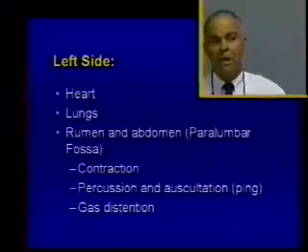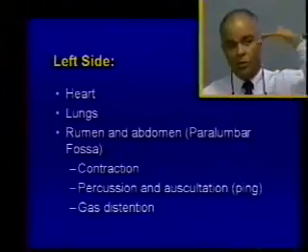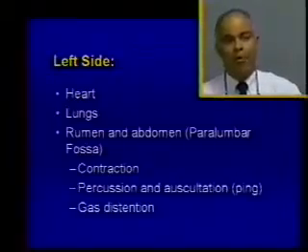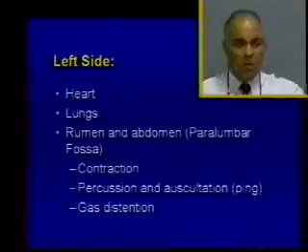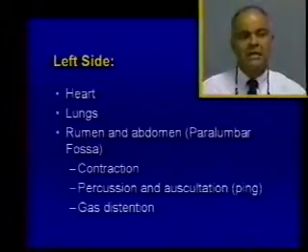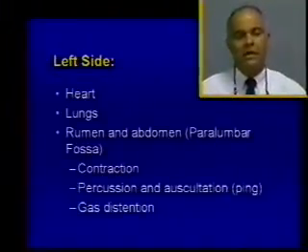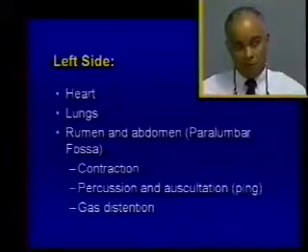Remember the paralumbar fossa, which on its dorsal border has the transverse process of the lumbar vertebrae. On the cranial border is the last rib, and then the caudal ventral border of the paralumbar fossa is the tendon of the internal abdominal oblique and the transverse muscle.